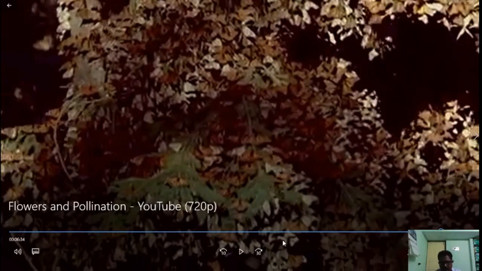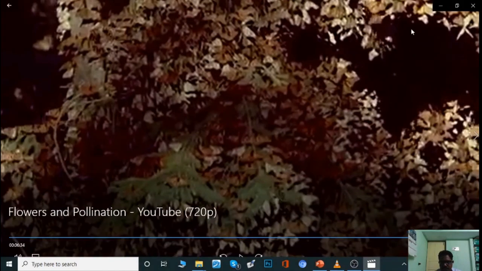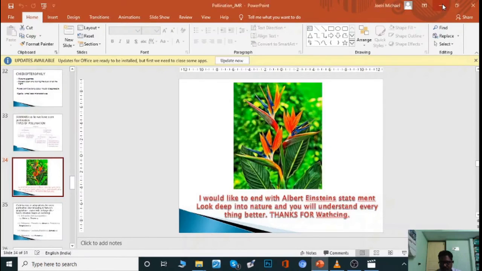I think we have seen the different types of pollination. I have summarized everything, and it is all about the pollination and its types.